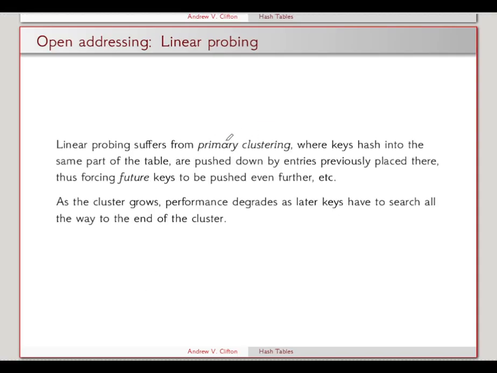Linear probing suffers from a problem called primary clustering, which is where the keys hash into the same part of the table, and then they get pushed down, and then that forces future keys to get pushed down even further. And so as the cluster grows, the performance degrades because we have to search further and further and further to find an empty spot.